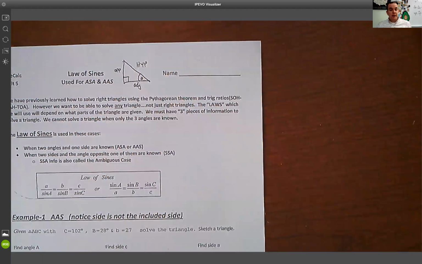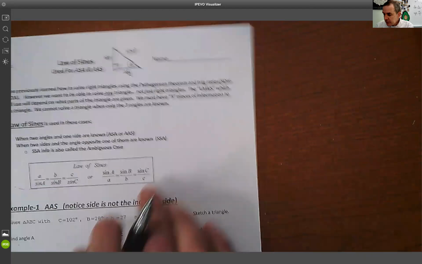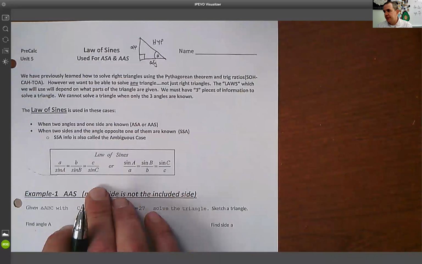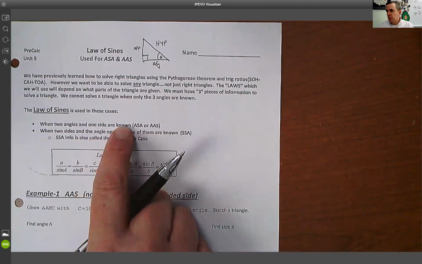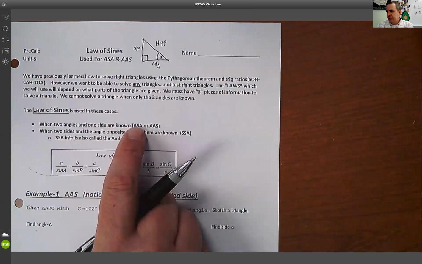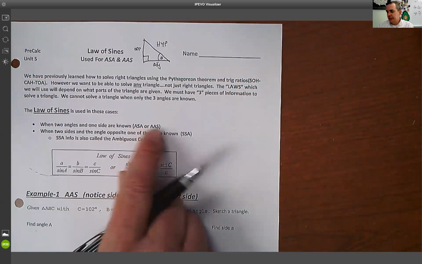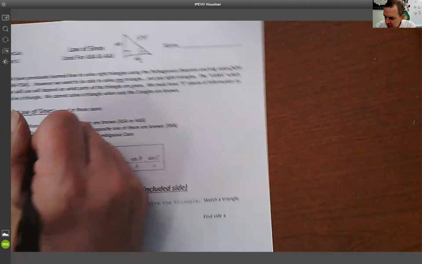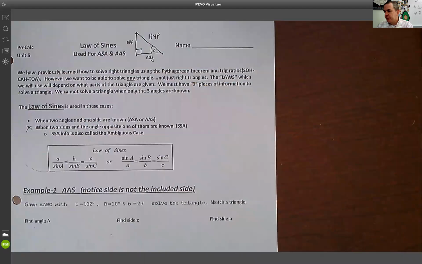Well, what I'm going to tell you is we're going to be dealing with triangles that aren't right triangles. So we need to still be able to figure out angle measures and side measures and things like that. So what we have is what's called the law of sines. The law of sines is going to work when we're given an angle, a side, and an angle, or two angles and a side. I'll explain what that is in a minute. We're not going to worry so much about that for right now.